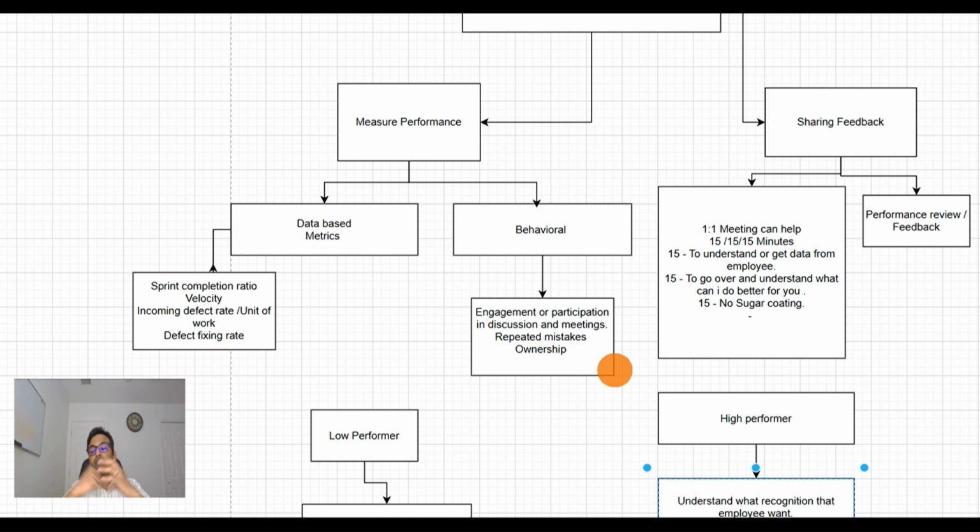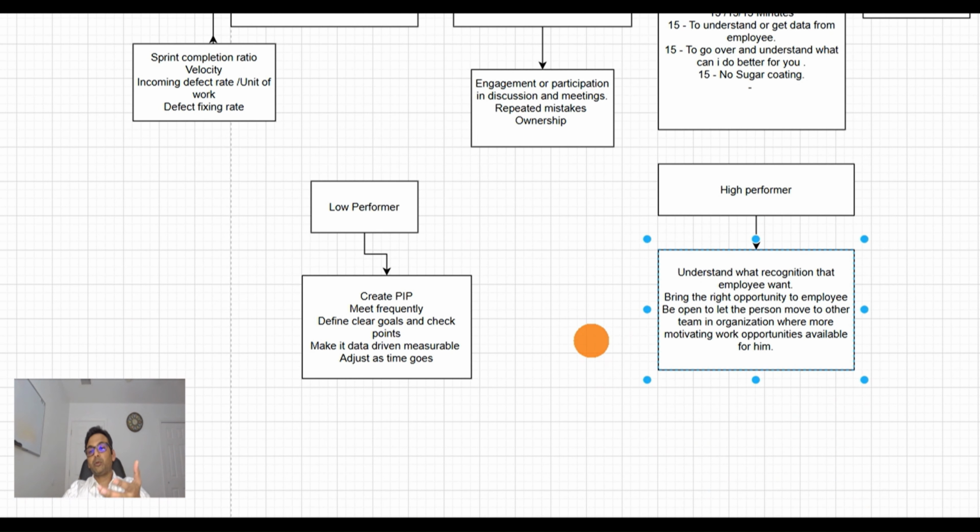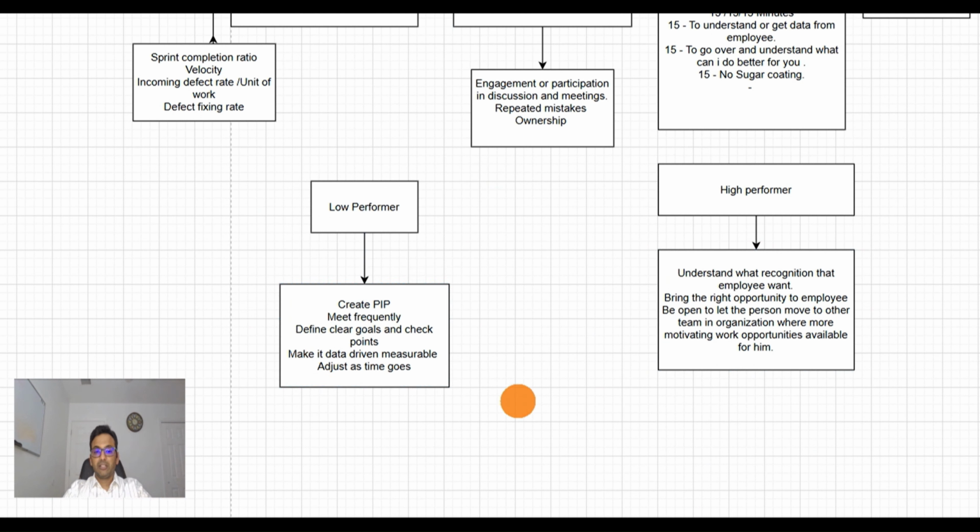Now we talked about how to handle a low performer and how to handle a high performer. Handling a low performer is common, a very simple thing that everyone in engineering management does. But in the case of a high performer, a very crucial thing we discussed here is that you should have an open mind if the person has to move out just to grab an opportunity which will motivate him. So, understand the right recognition, what the employee wants.